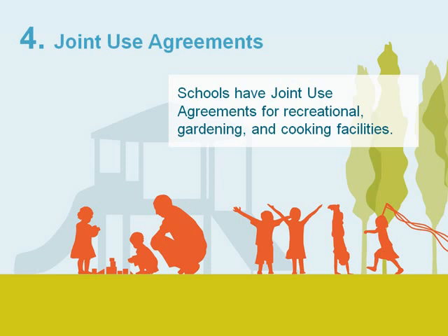Switching gears a little bit, another very effective intervention is joint use agreements, or sometimes called shared use agreements. In this intervention, schools and school districts have joint use agreements in place in order to share recreational, gardening, and cooking facilities, either with outside groups or with the city, municipalities, or individuals. This is especially important in neighborhoods that have less of these assets available to the public. Taxpayers are paying for school grounds, and it's a great win-win situation when agreements can be put in place to share the assets.